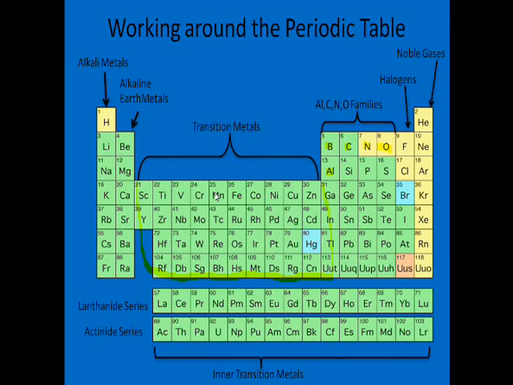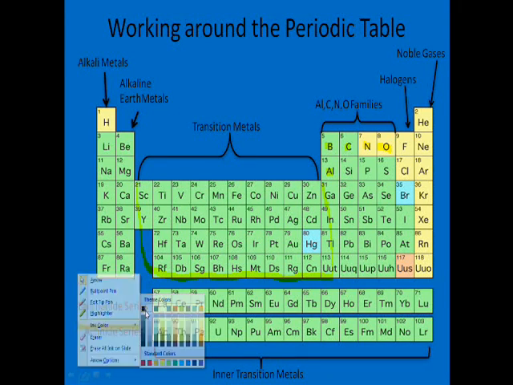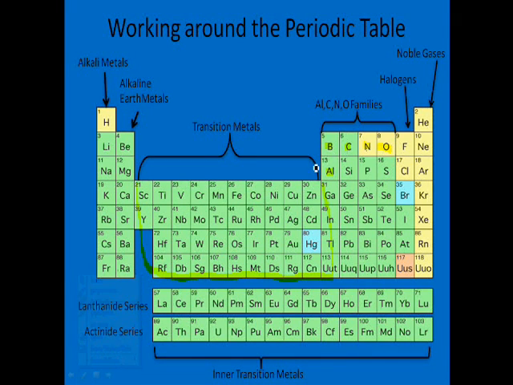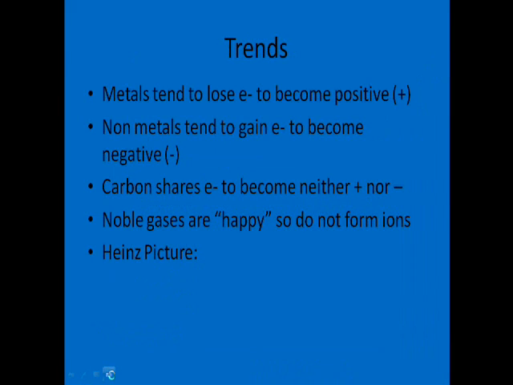Another reminder as we look at this is to make sure that you remember that the staircase comes down on the periodic table, separating the metals from the non-metals. Metals are on the left side of the periodic table, non-metals on the right side, semi-metals touching the staircase. Trends that we find on the periodic table, we mentioned this earlier: metals tend to lose electrons to become positive, non-metals tend to gain electrons to become negative. The carbon family really can be a plus or minus 4, but they don't really gain or lose electrons.